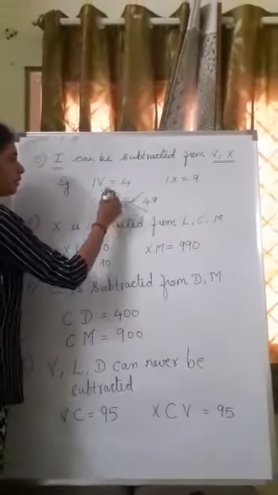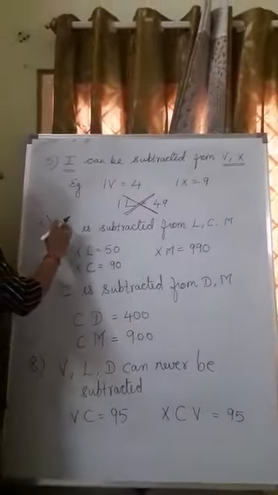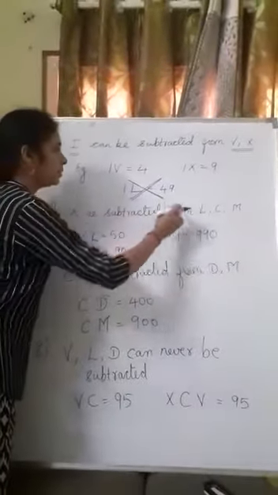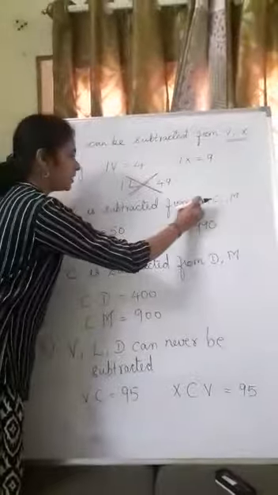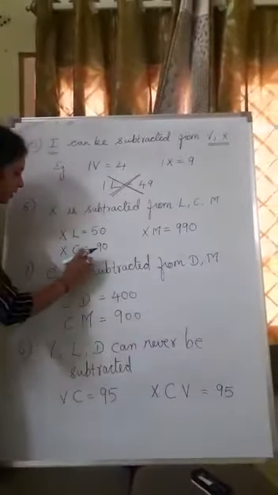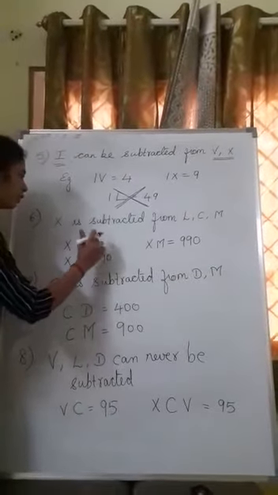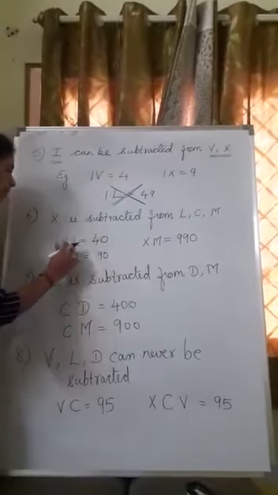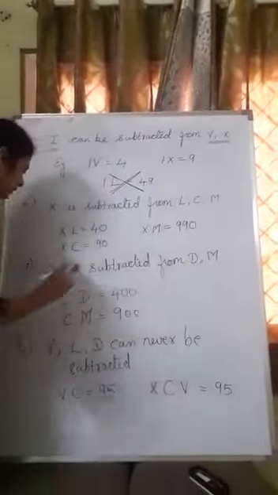So for 49, we are not supposed to use this. The next one is, X can be subtracted from L, C and M. That is, 10 can be subtracted from 50, 100 and 1000. You can see the example I have given here. For this is 40. 50 minus 10, 100 minus 10 and 1000 minus 10.